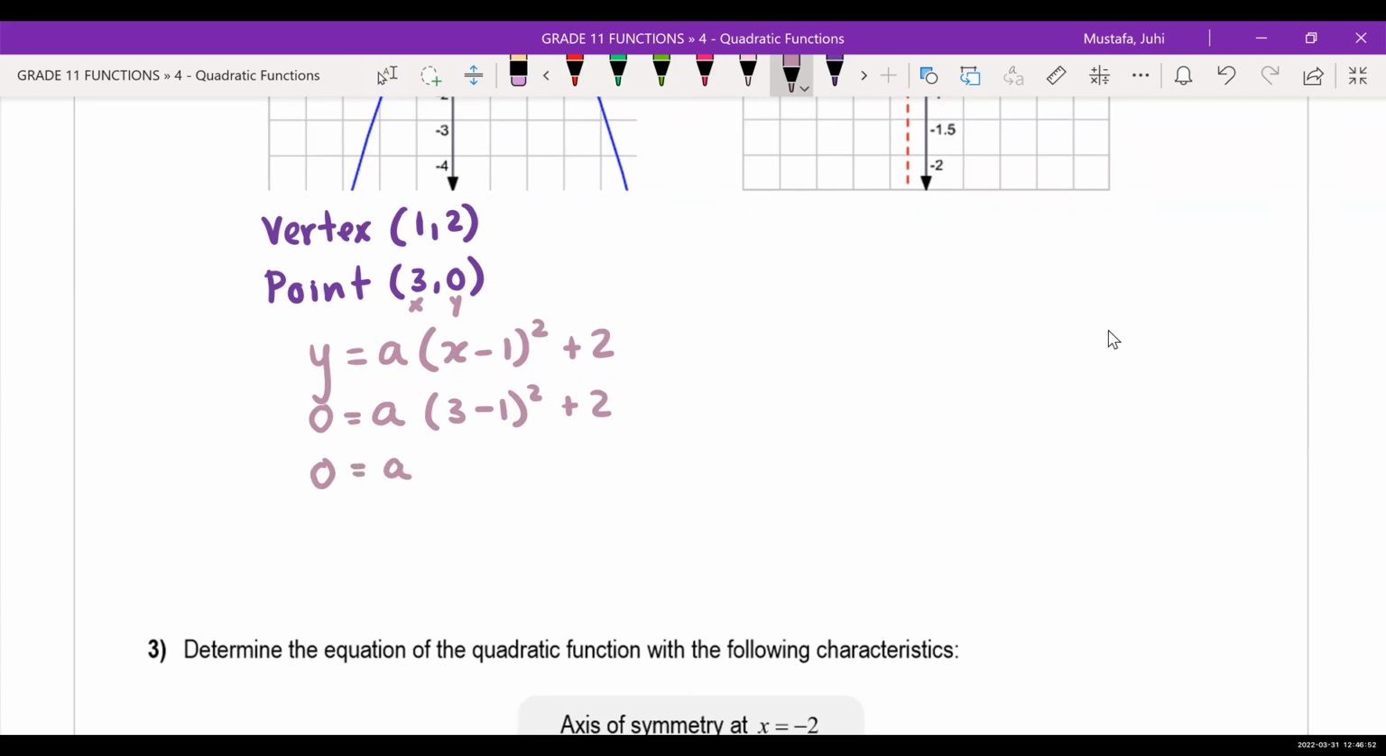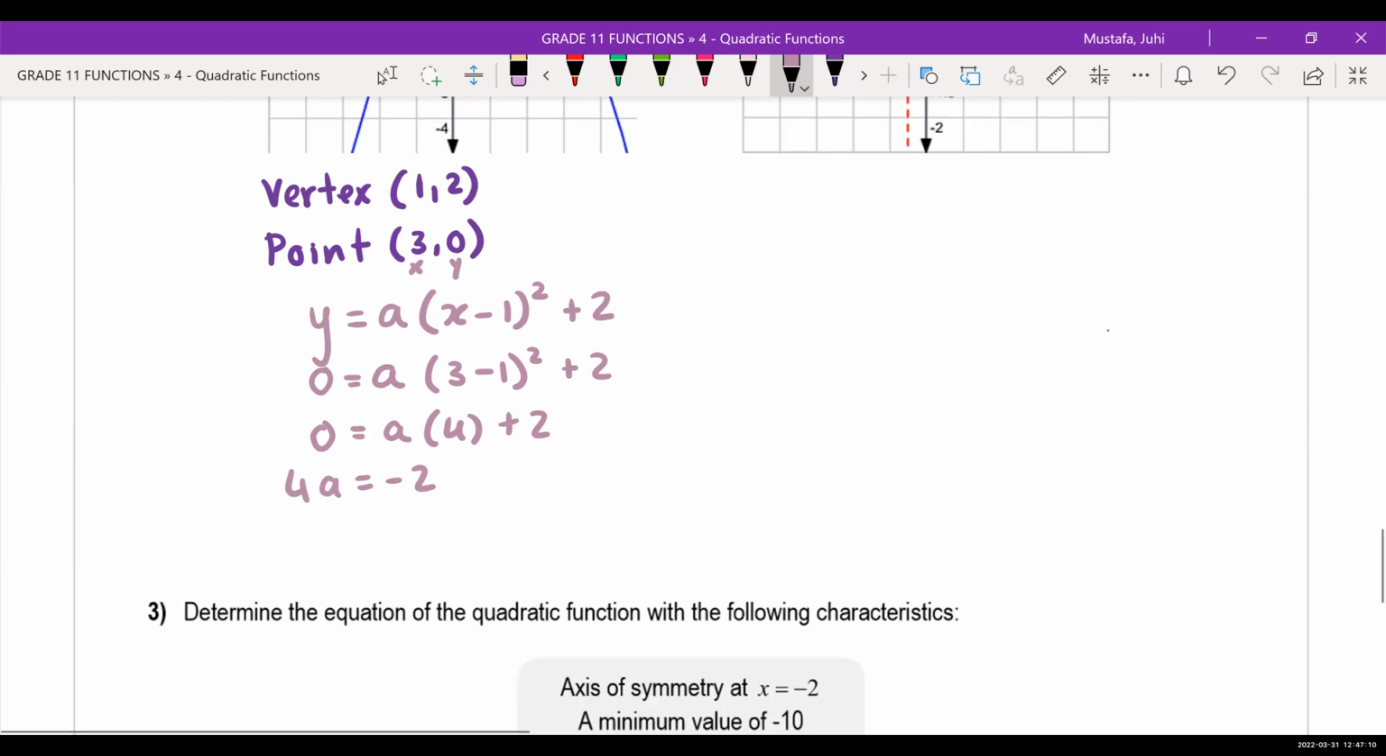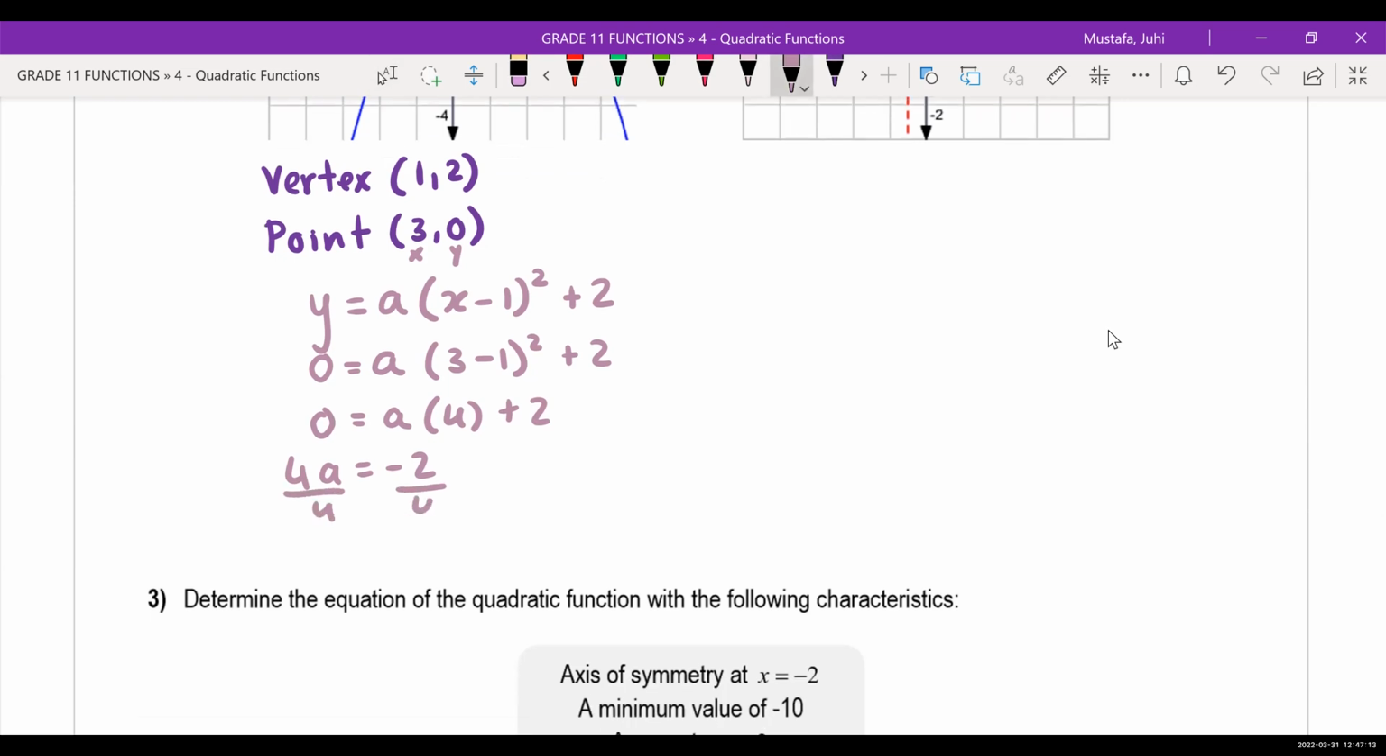So 3 take away 1 is 2. 2 squared is just a 4. I'm actually going to move the 4a to this side, and I'm going to have a -2 here. I'm going to divide both sides by 4, and I'm going to get a is equal to -1/2. I did a little bit of funny math, see if it makes sense, because what I did is I moved the 2 over, it became -2, and then I flipped everything around because I want my a to be on the left-hand side, just the personal preference.